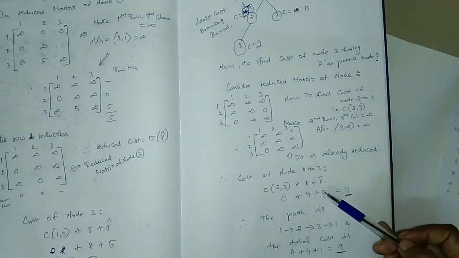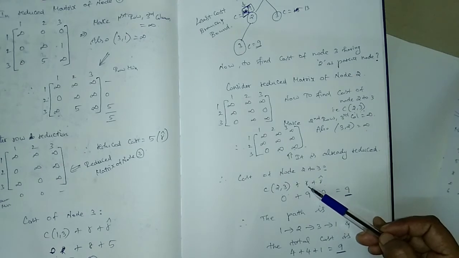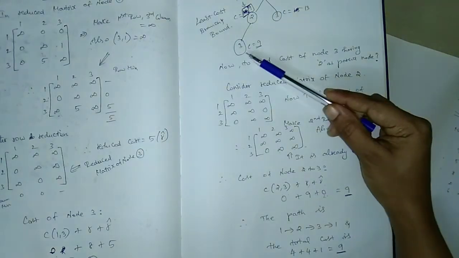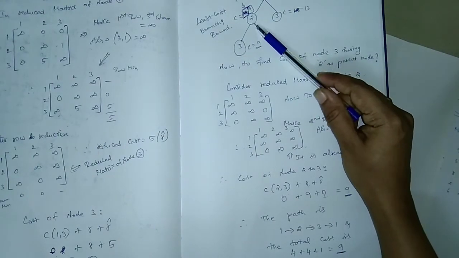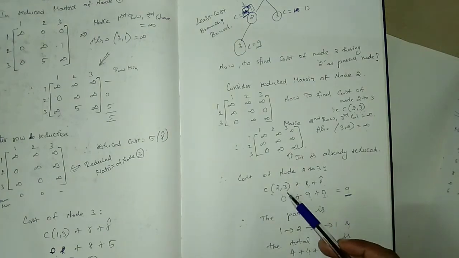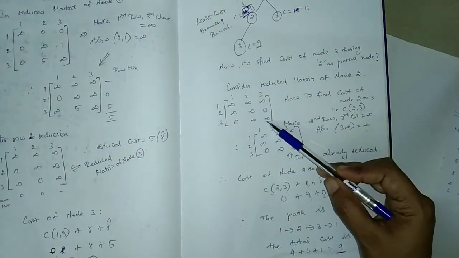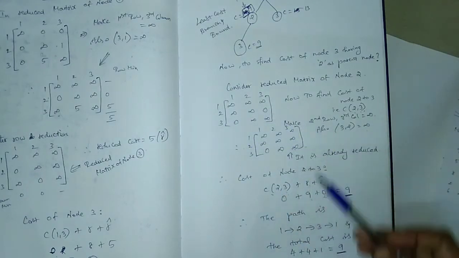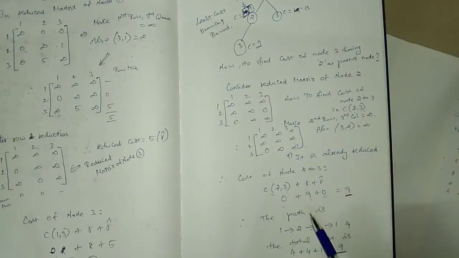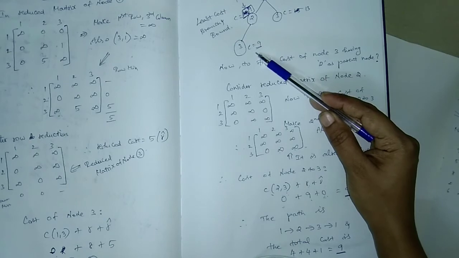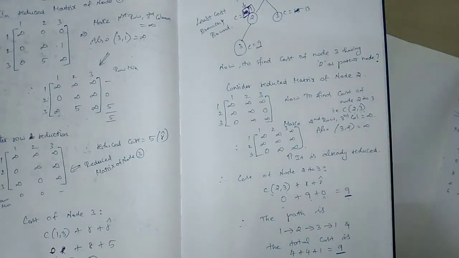And R is the cost of the parent node. As of now I'm calculating the cost of node 3, so its parent node is 2. The cost of node 2 is 9, so that is noted here. C of 2 comma 3 in the reduced matrix of node 2 is 0, so 0 is noted here. So 0 plus 9 plus 0 is 9. This gives me the cost of node 3. So C is equal to 9. That is the cost of node 3.